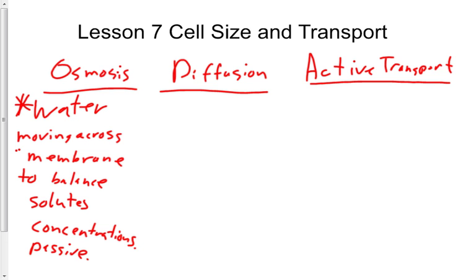Osmosis, though, is passive, and your cell has no control over it. Key points: it's water, it's moving across the membrane to balance solutes. It's always across the membrane. Now, with diffusion, can diffusion transport anything? Yes. So it moves anything.